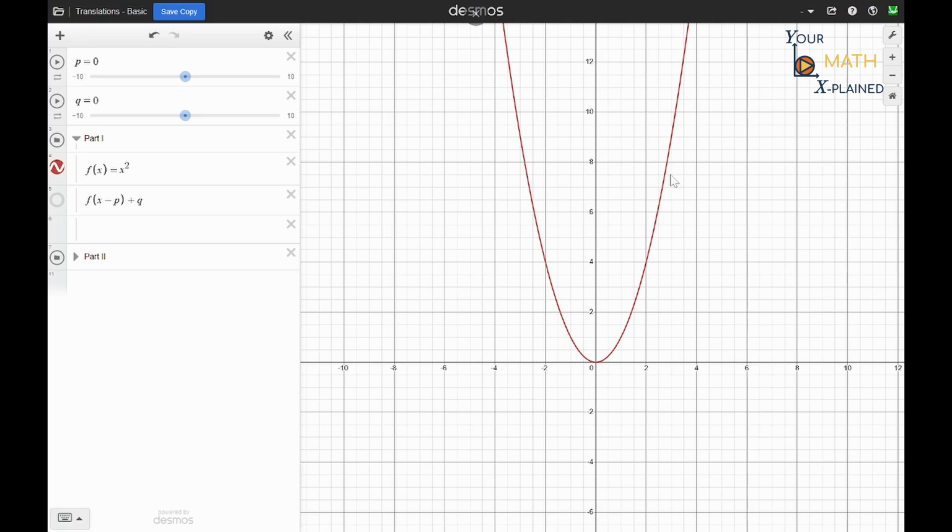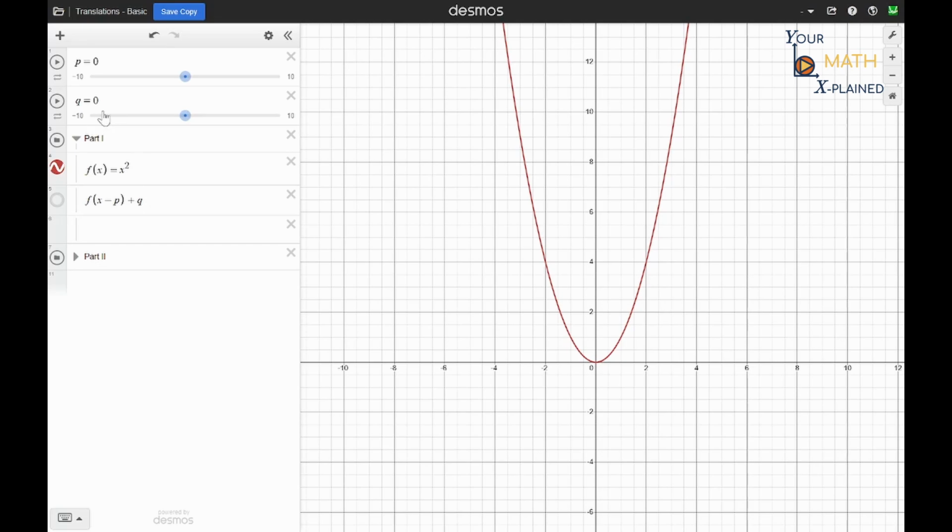Many of you will recognize this graph here. This is your basic quadratic. It is f of x is equal to x squared. So here, this is the red graph. We have another graph here, which is f of x minus p plus q. So we have added the minus p into our function f, and we're adding a plus q after the function.